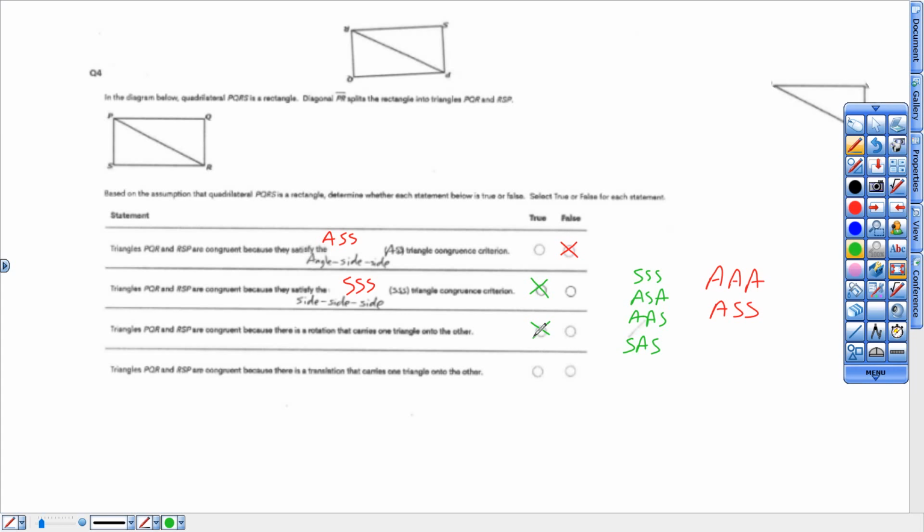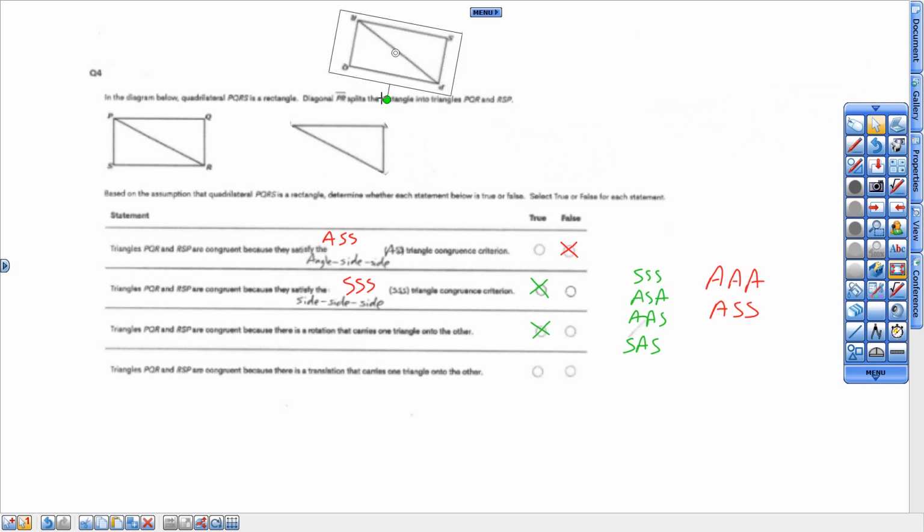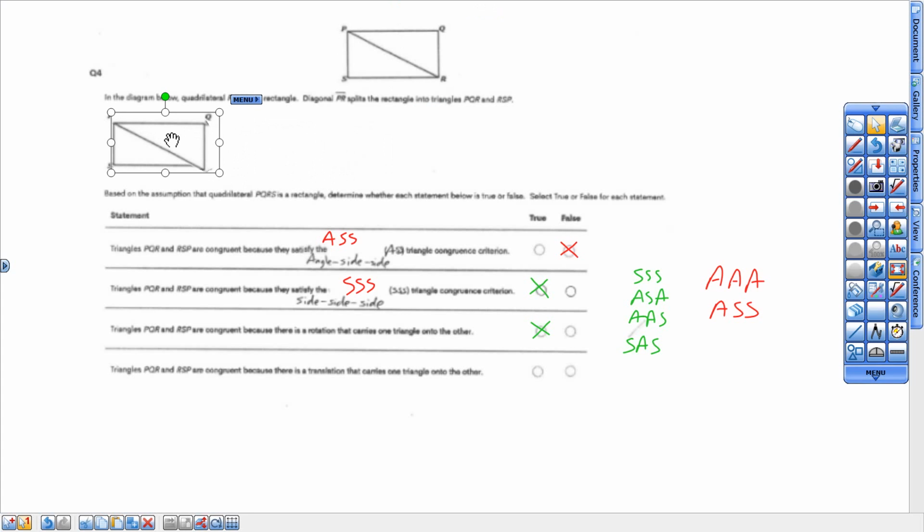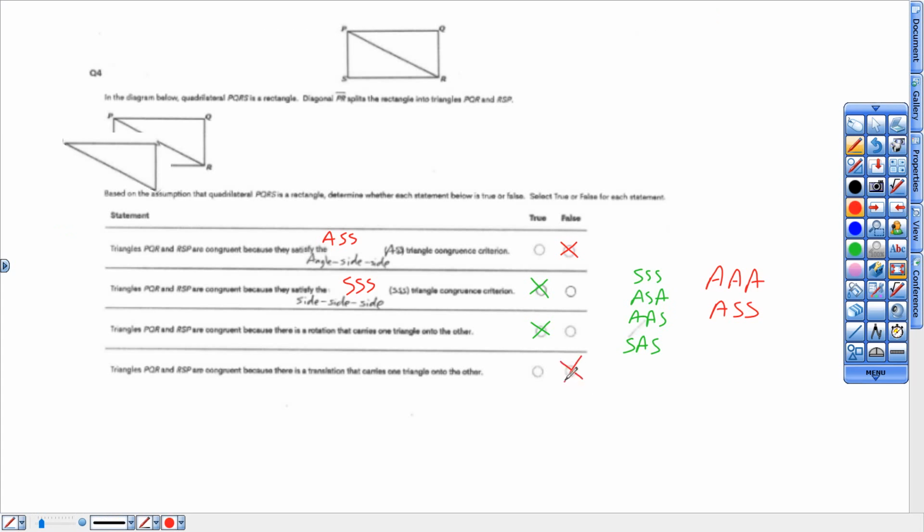So that proves that a spin, a rotation, will carry one triangle onto another. And then the last one, a rigid motion, like a translation, I can show you why that doesn't work. If I rotate it, it covers itself up good. But if I took one of my triangles and just tried to slide it into position, it will never cover up the other one with just a slide. I would need to rotate too. So that one is false.